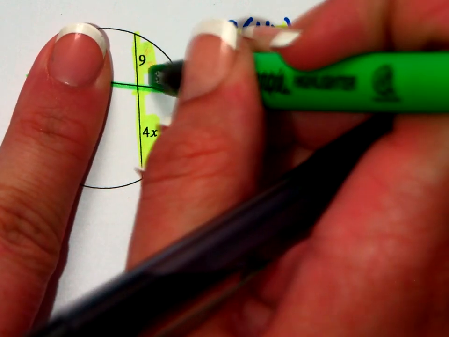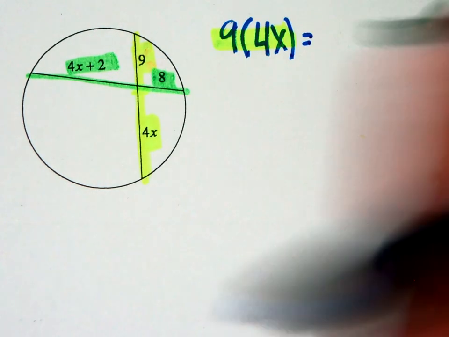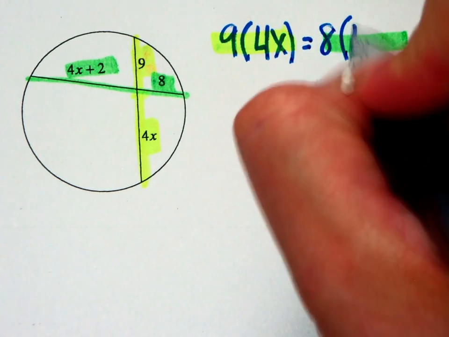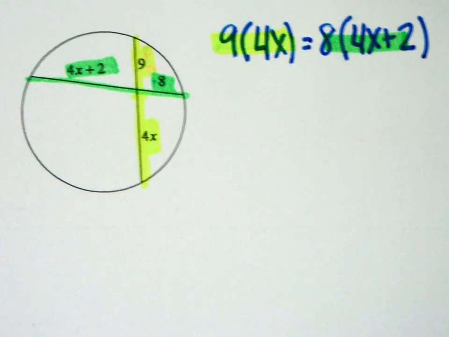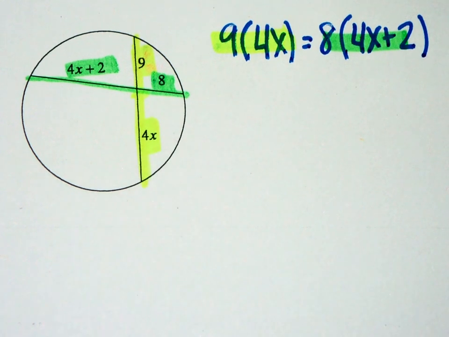And then you find the other chord, located here. This section over here is 8, and this section over here is 4x plus 2. And you're going to multiply those together. You're basically just multiplying what is on the circle to itself. So 8 times 4x plus 2. If it's on the same chord, you multiply. And I know that this isn't an angle problem because there's no degrees. Degrees symbols mean angles. No degrees, no angles.